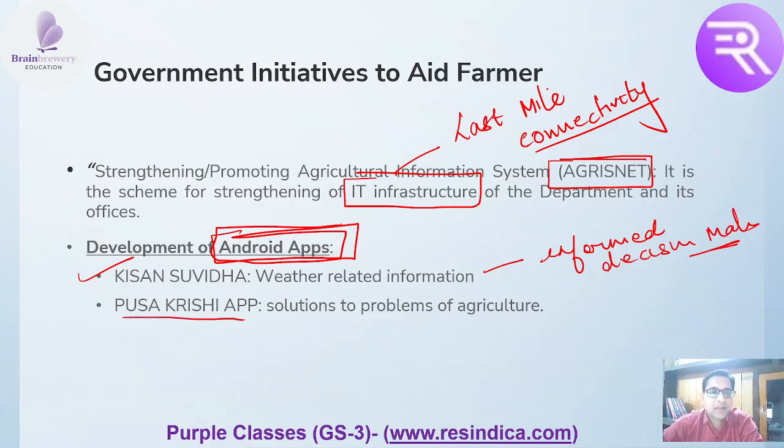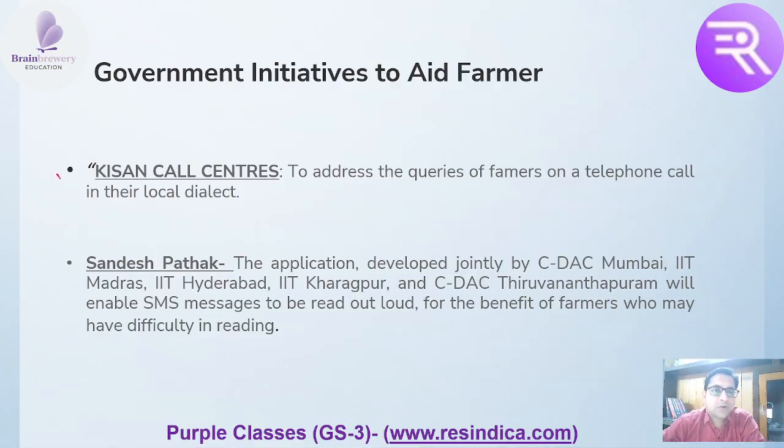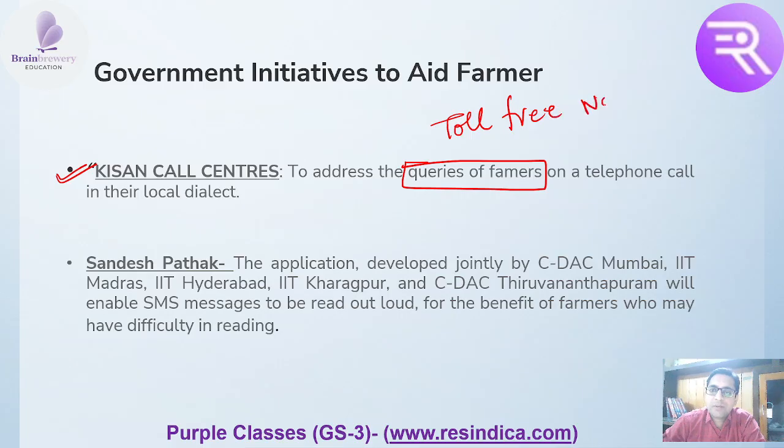Then we have the Pusa Krishi app, which provides solutions to agricultural problems. For all types of problems, you can just contact them over that Pusa Krishi app. Then Kisan call centers are being set up, where any Kisan will get a toll free number. He or she can call this Kisan call center over a telephone call, and you can talk in your local dialect. It is not restricted to one language; you can talk in any language and they will help you solve your query.